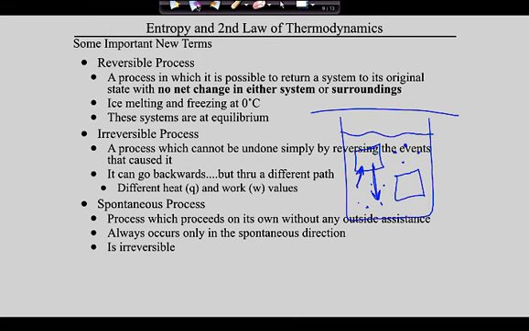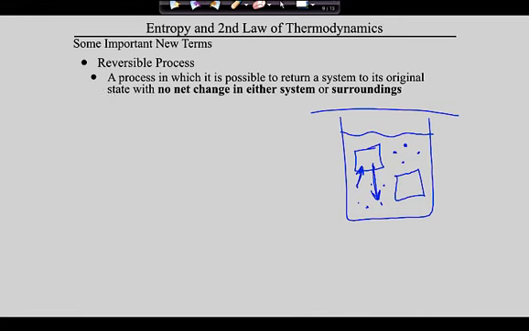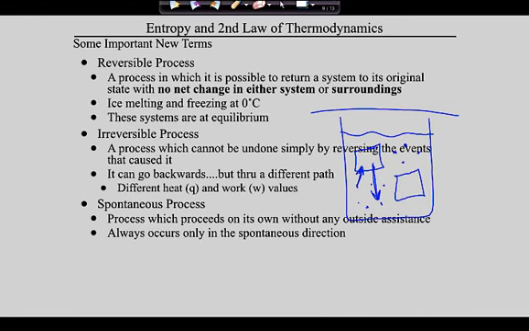So now let's talk. What about ice melting? Or melting and freezing at zero? Not melting, melting and freezing at zero. So guys, does the melting and freezing happen with no intervention? Yeah. Does it have a direction that it always goes? No, it goes both directions. Is it irreversible? No. So, is the melting and freezing of ice a spontaneous process? It is not. But what is it? It is an equilibrium process.